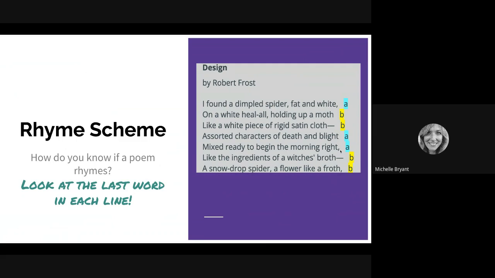If you keep working your way down this poem, we've got all these matching rhymes: white, blight, right. So those are all A rhymes. And we've got four B rhymes: moth, cloth, broth, froth. So those are all B's.